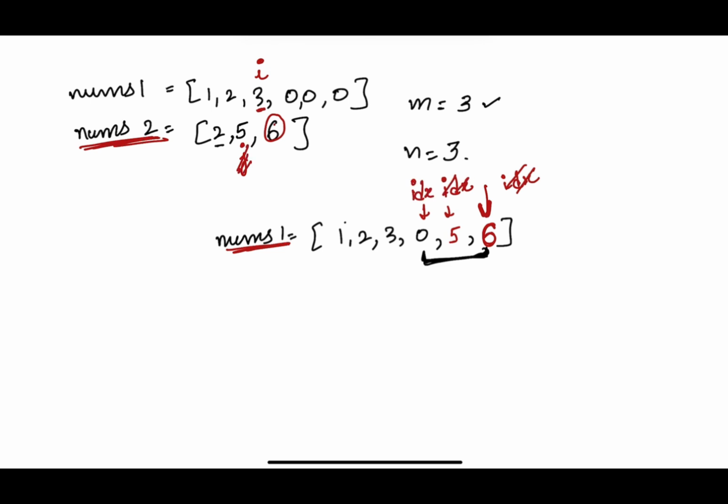J will now be decremented to here. Now, of 3 and 2, 3 is greater, so we will place 3 at idx, which means here. Okay, now idx will again be decremented by 1. It will come here. Now I will also be decremented by 1, right? Just like we were decrementing j, I will also be decremented.